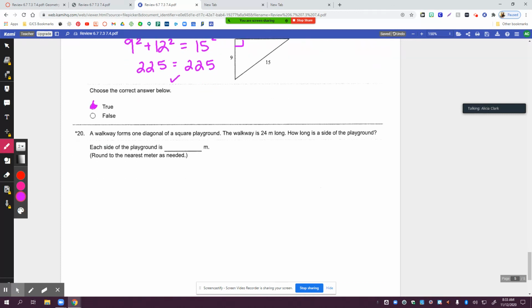Now, number 20, one more like the square playground. I know it seems like we're beating a dead horse with this, but it is one that tricks people every single year. So one more time for this one. The walkway is 24 meters long. If it's the square playground, those are the two sides, and they're both the same because it's a square. So when I set this up, my two sides, x squared plus x squared, is equal to my hypotenuse squared.